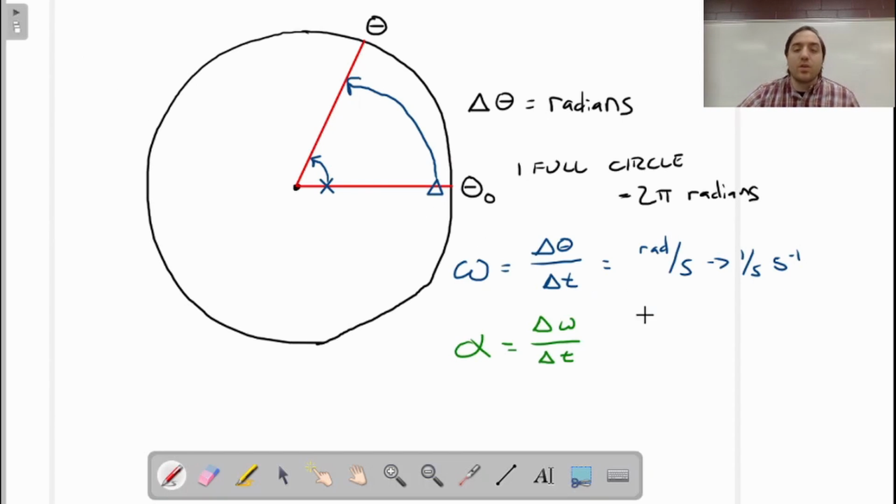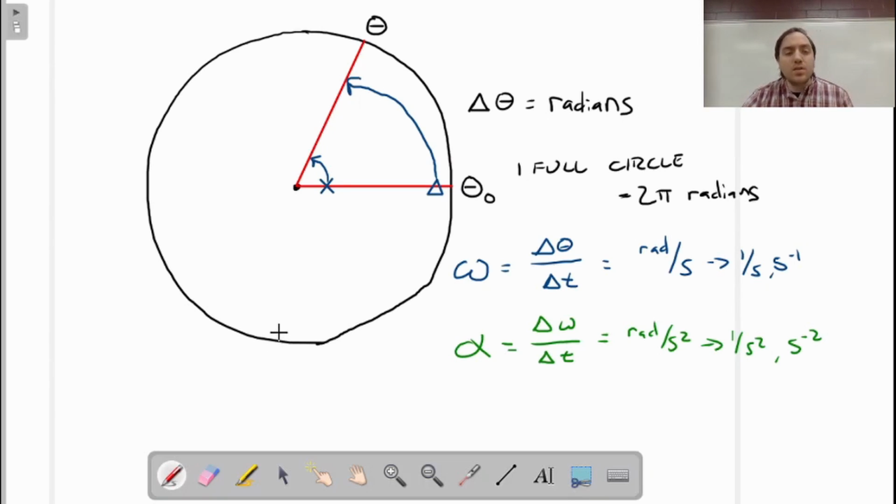My angular acceleration would be in radians per second squared, which, again, is 1 over seconds squared, or seconds to the minus 2. Why do we do this? Why do we not use degrees, for instance, or gradians if you wanted to talk about engineering?